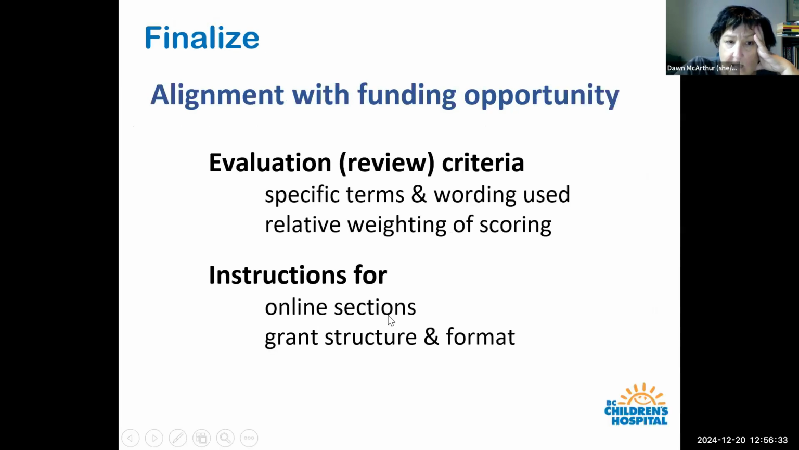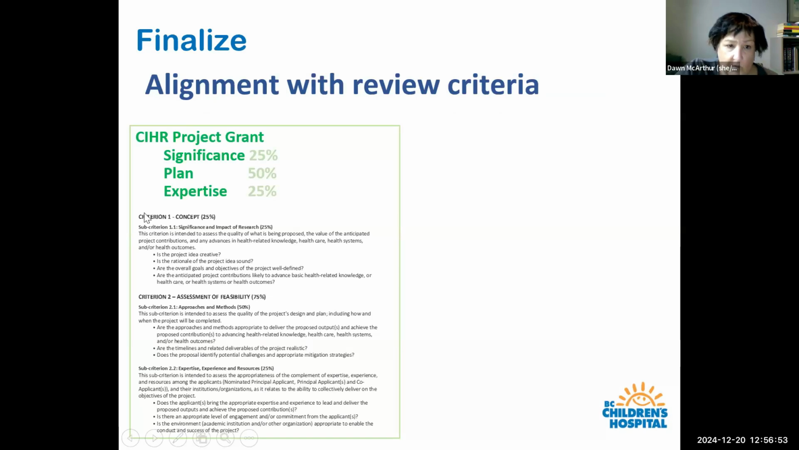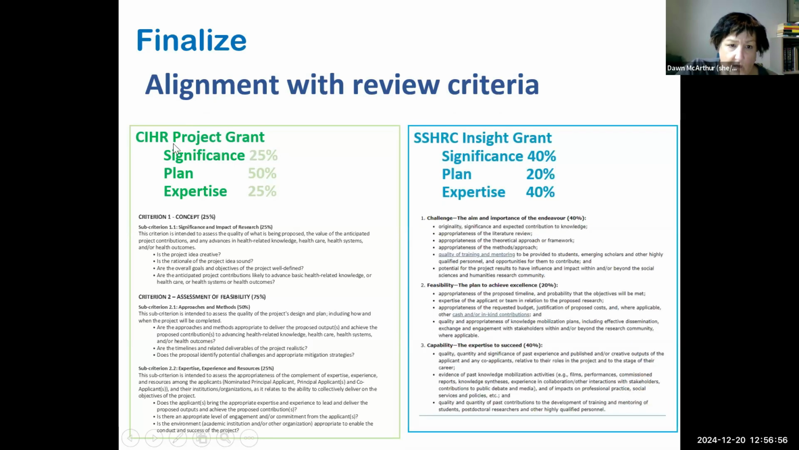So give white space. Then the final thing you do when you're finalizing your revision and getting ready to submit is you go back and look at the funding opportunity and make sure that you have addressed the review criteria and followed the instructions for anything that's online, anything that's about grant structure and format, including font. You aligned with review criteria. This is an example of what CIHR cares about, and these they don't use anymore, but notice that plan was 50%, and over here, plan is only 20% if you're a SHRC person. But this has not changed. This is the same as it is now.